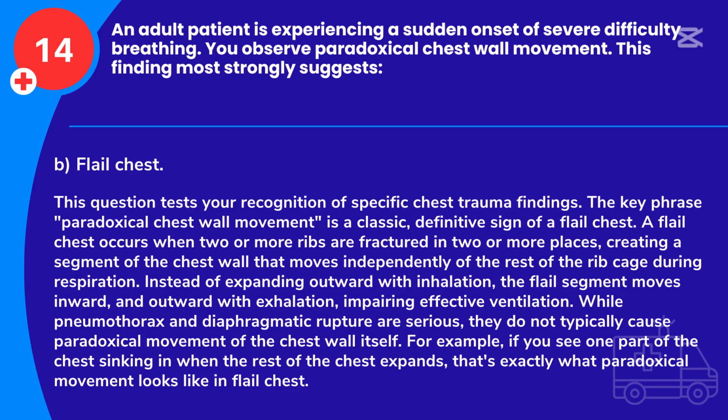While pneumothorax and diaphragmatic rupture are serious, they do not typically cause paradoxical movement of the chest wall itself. For example, if you see one part of the chest sinking in when the rest of the chest expands, that's exactly what paradoxical movement looks like in flail chest.